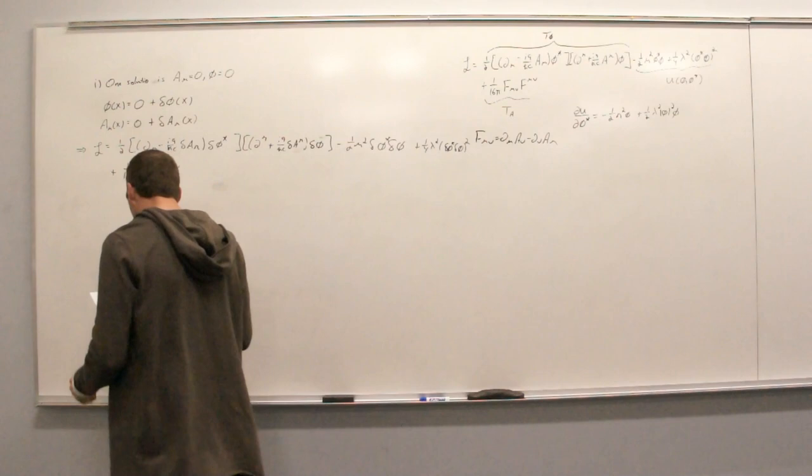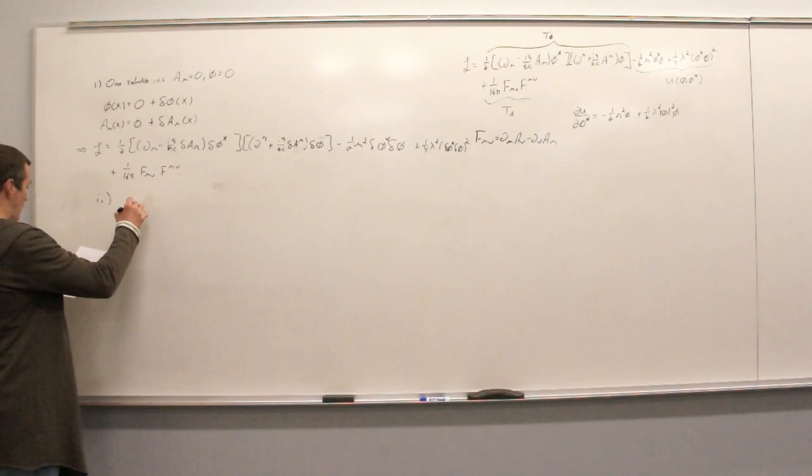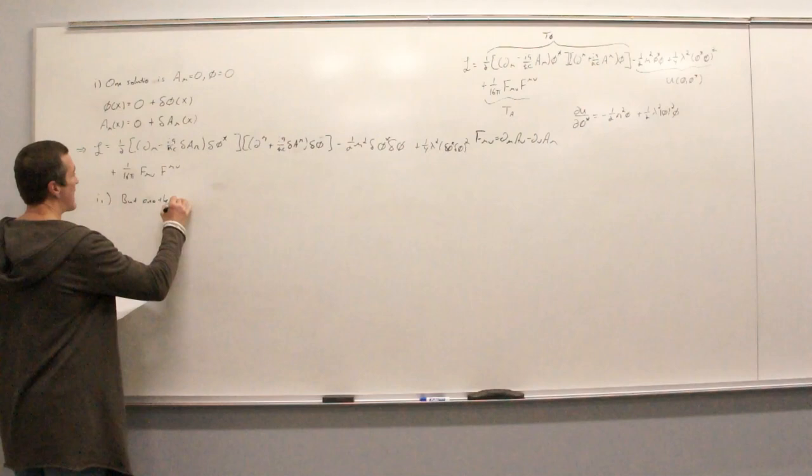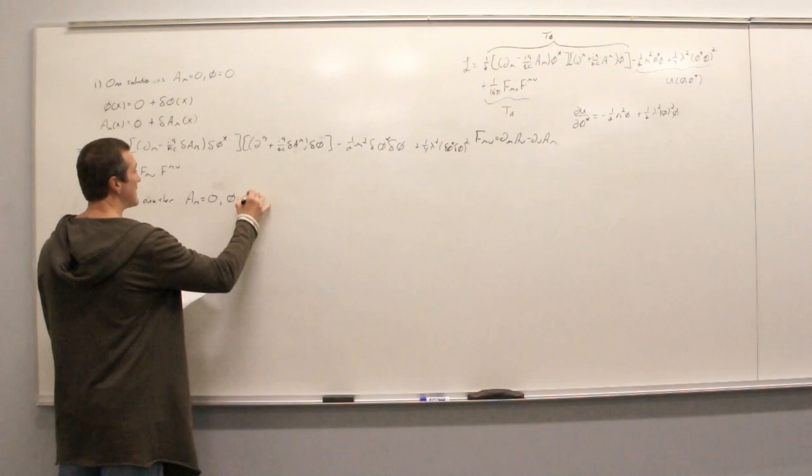So let's try something more interesting. Let's try a mu equals 0 and phi is a constant, but it's non-zero.